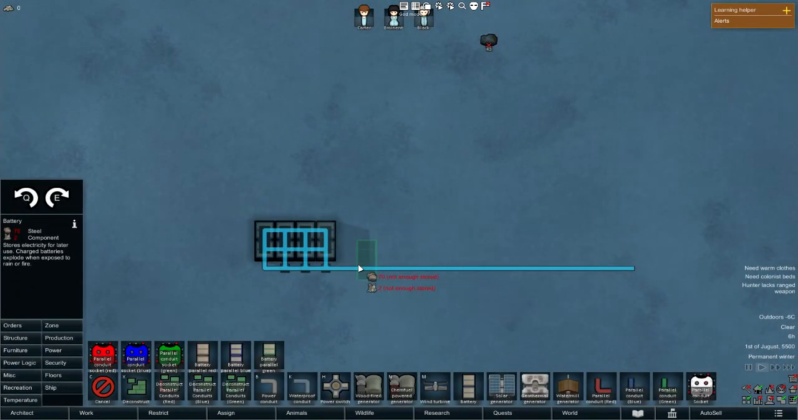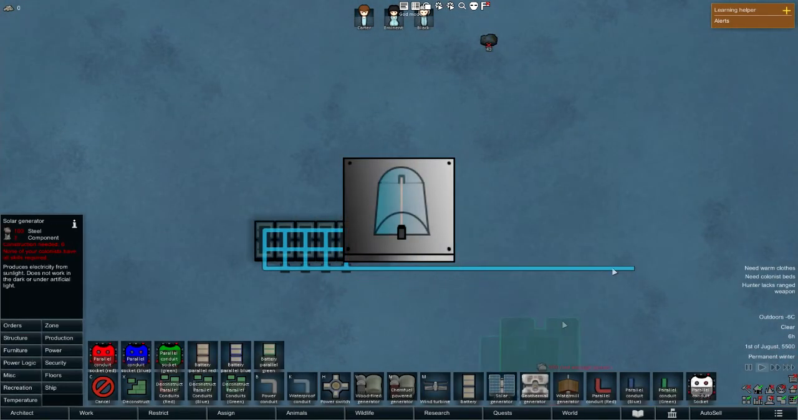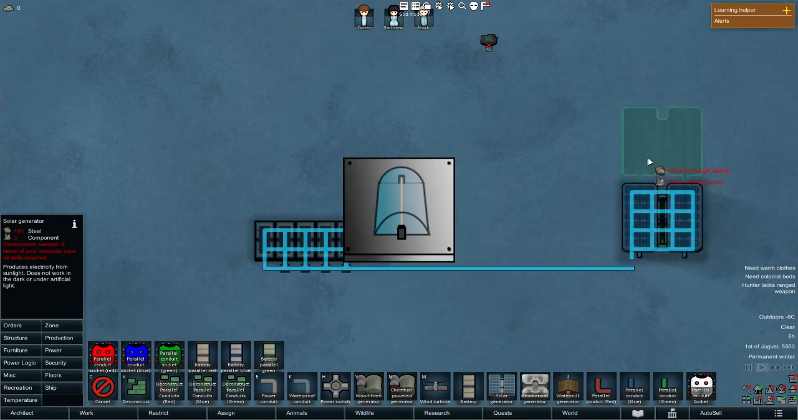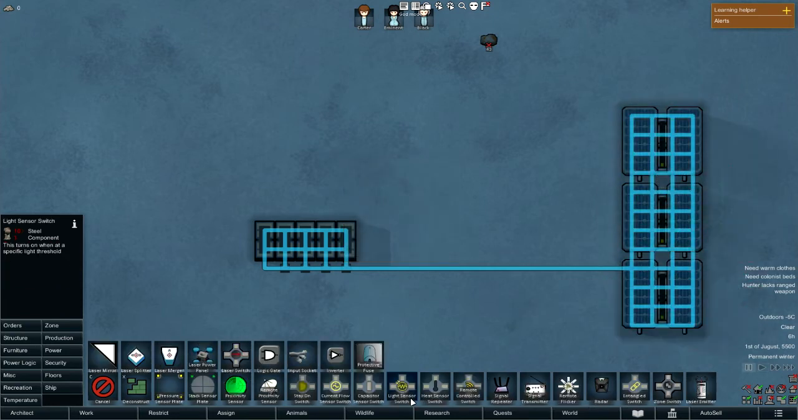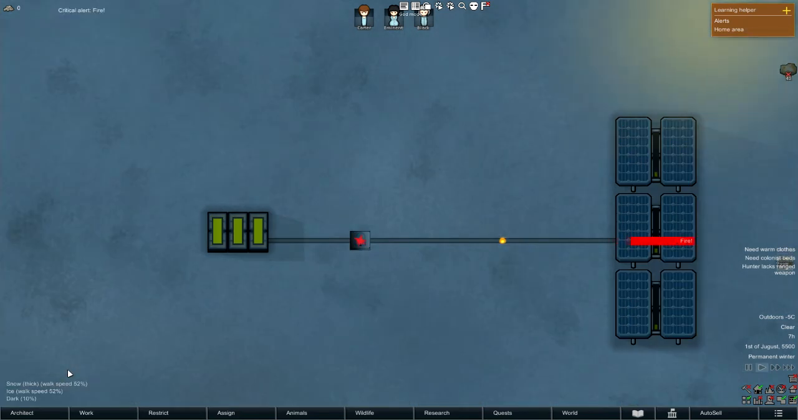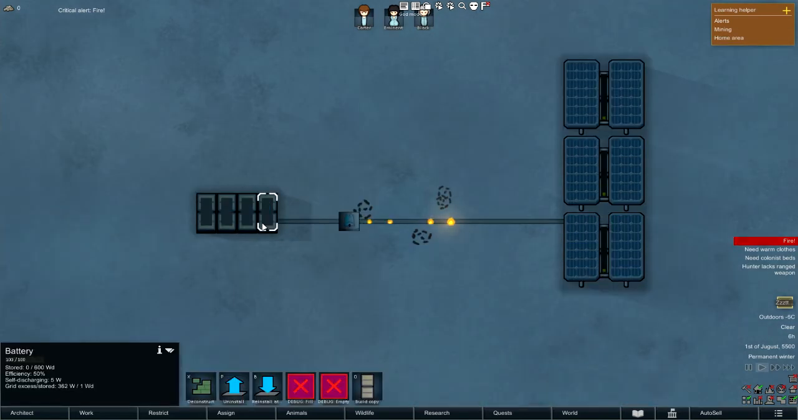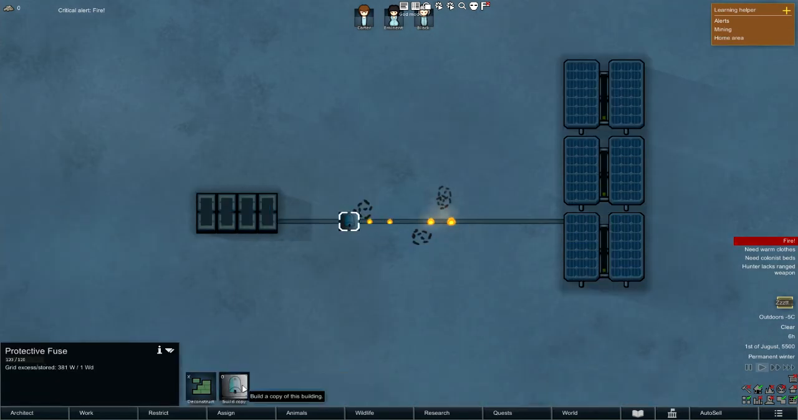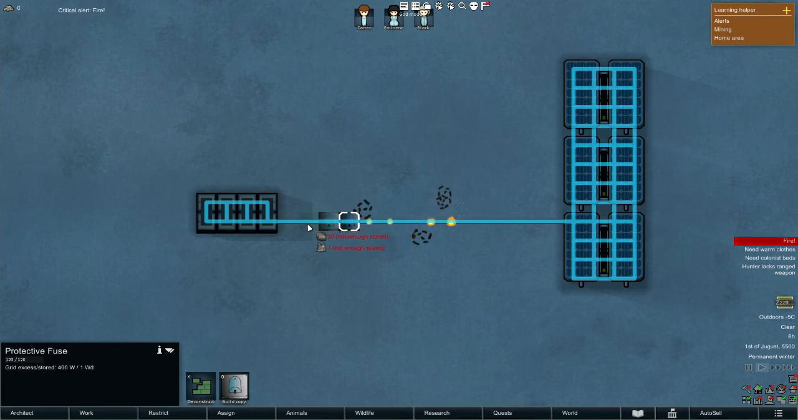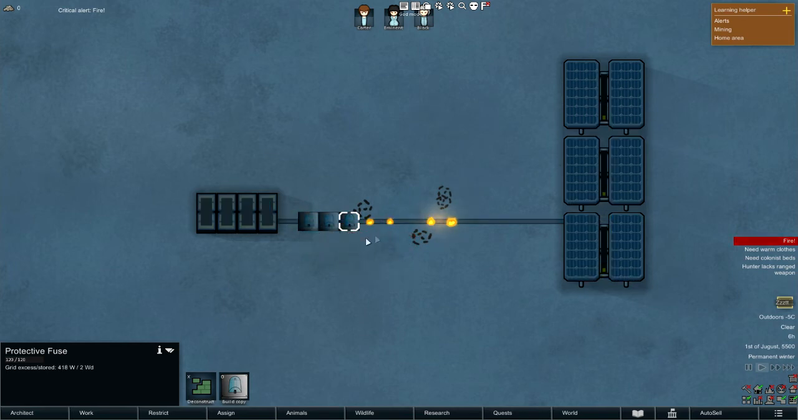Lastly, in the power category, we have the protective fuse. This fuse provides a 50-50 chance to block the path of a short circuit event, and if it does block the path of a short circuit, only the blocking fuse will break down. Now, because it has a 50% chance to fail, you're encouraged to place down multiple fuses in sequence to increase the chances to block a surge.